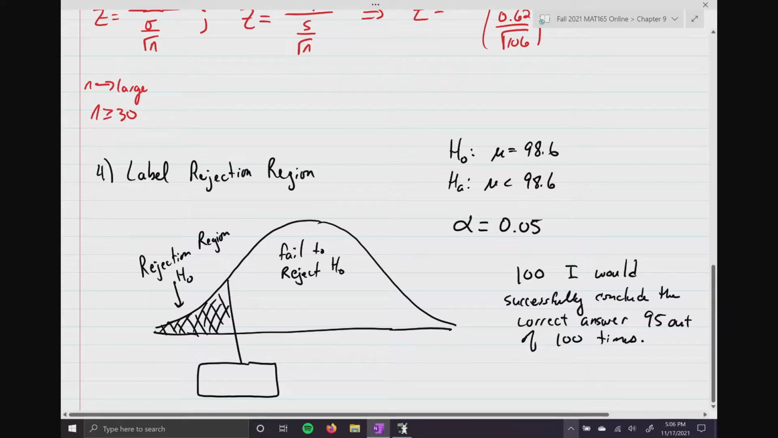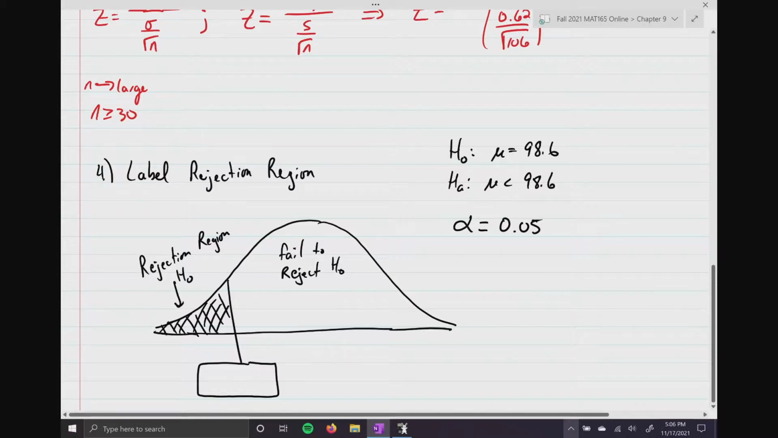You got to remember, nothing is perfect. So you got to have some sort of leniency here. So when I see a level of significance of 0.05, that is telling me that I'm willing to be correct 95 times out of 100, or 95% of the time. 5% of the time I'm willing to be incorrect. And because we have this level of significance of 0.05, this helps us to determine our critical value.